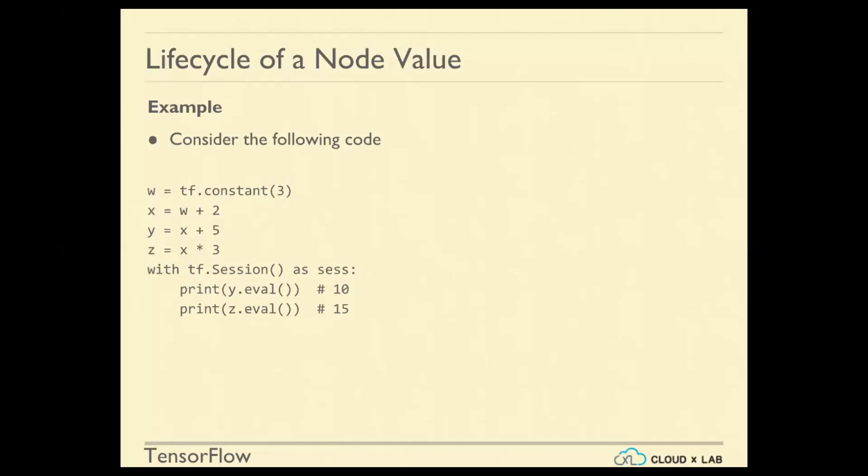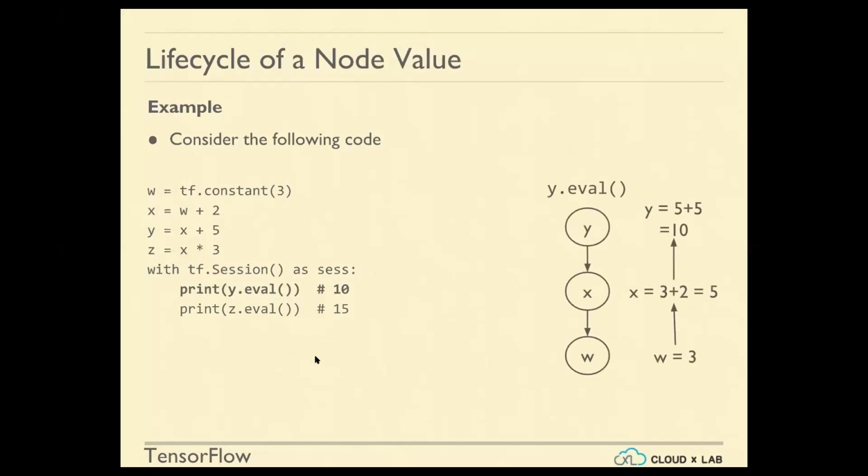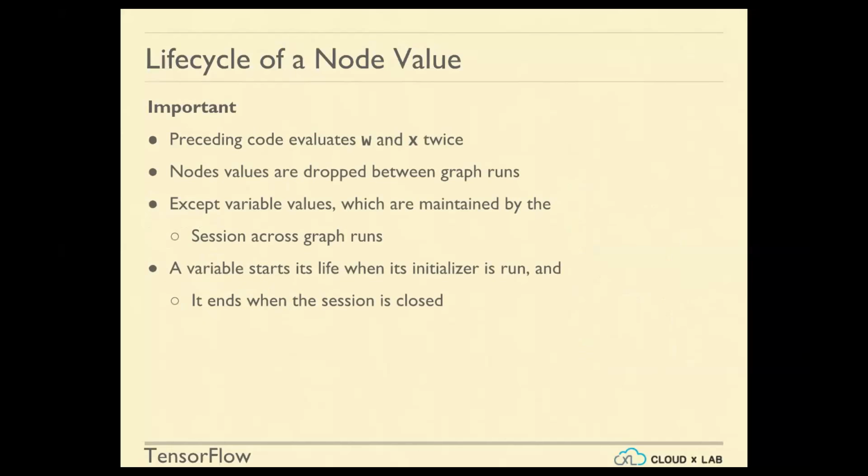Do you agree with that? So x will be computed twice here in both cases, right? So this is the visual way of looking at it. Y depends on X depends on W. Similarly, Z depends on X depends on W, and you get the results, right?